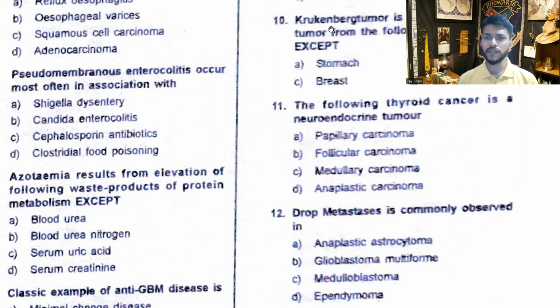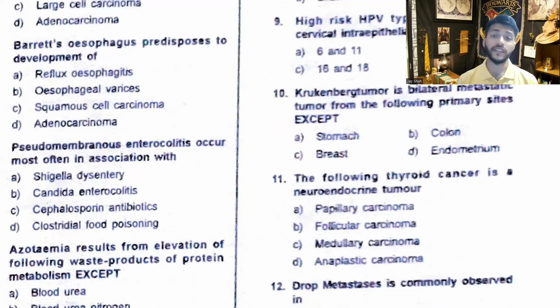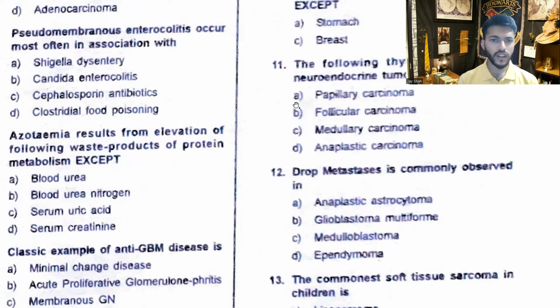Krukenberg tumor is a bilateral metastatic tumor from the following primary sites. Stomach, yes. Breast, yes. Colon, yes. Endometrium, no. Answer is D, endometrium. High risk, I told you. Low risk is 6 and 11. High risk is 16 and 18. So 16 and 18 is option C. Right.